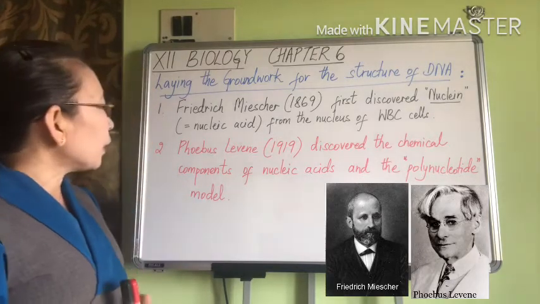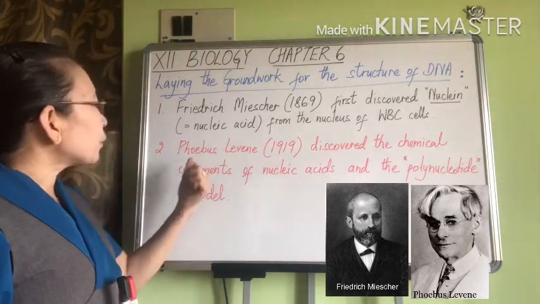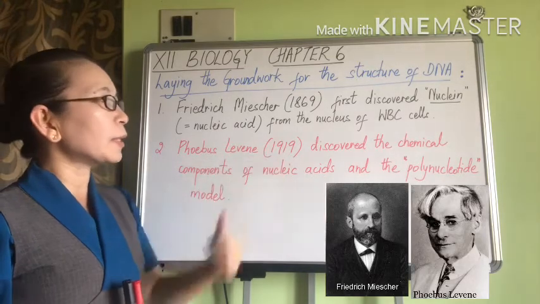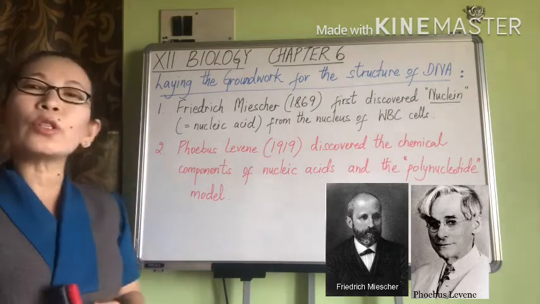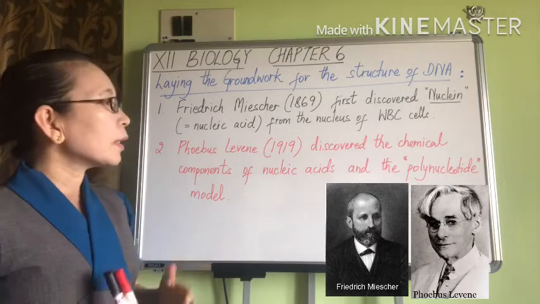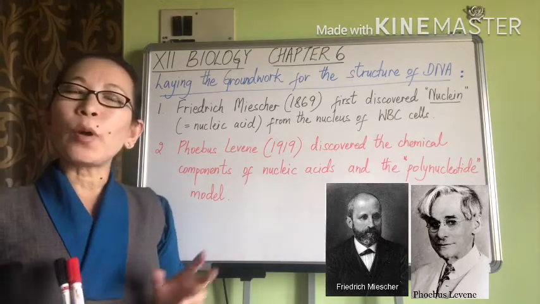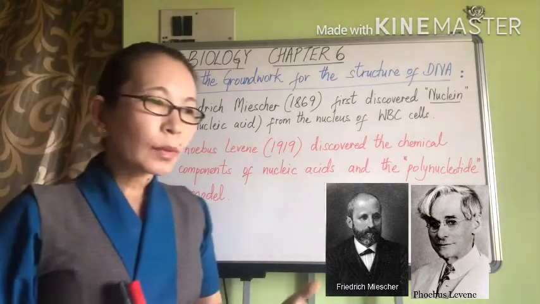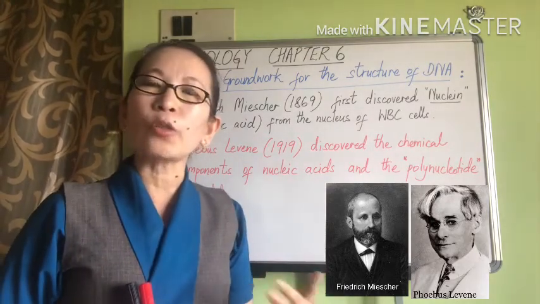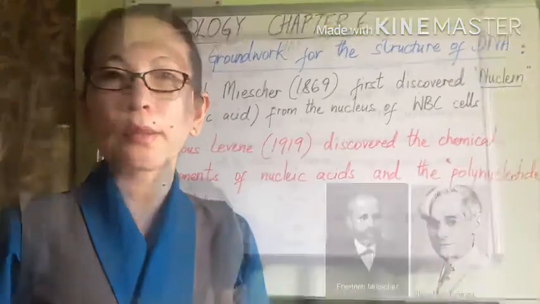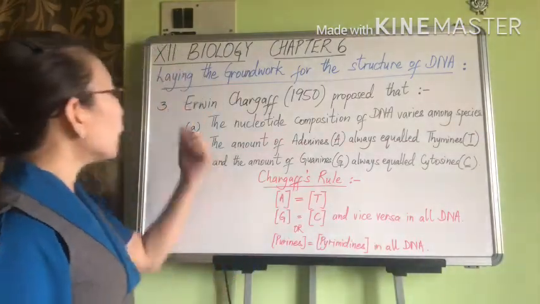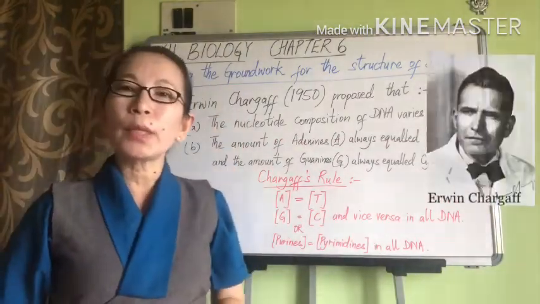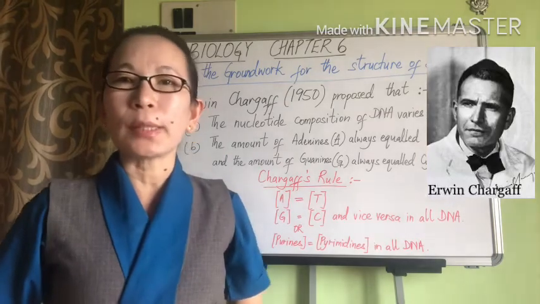After him, an American biochemist named Phoebus Levene in the year 1919 discovered the chemical components of nucleic acids, and he also proposed the polynucleotide model in order to explain the binding of each nucleotide to form a polynucleotide chain. An Austrian biochemist named Erwin Chargaff expanded on Levene's work by uncovering additional details.